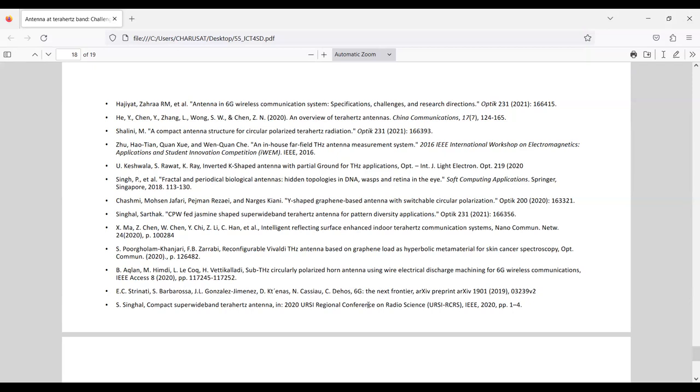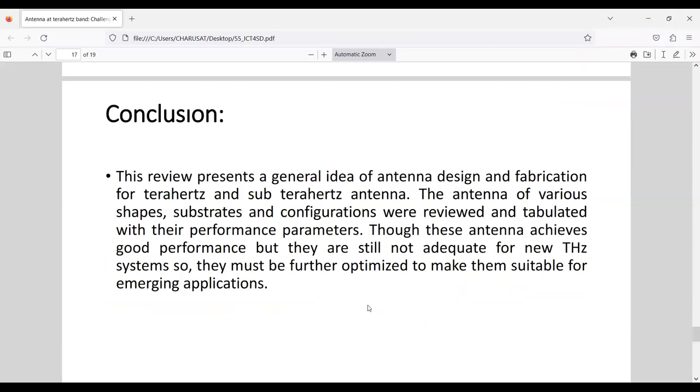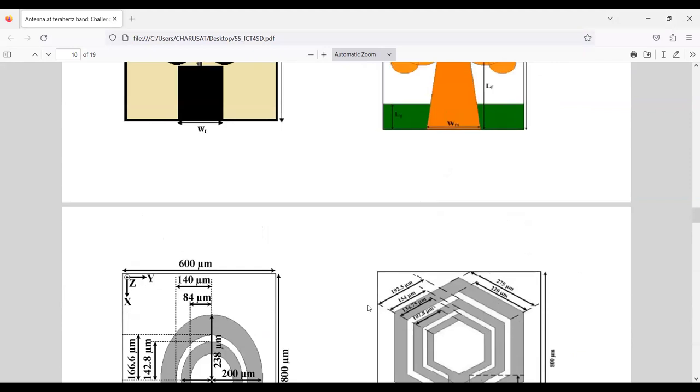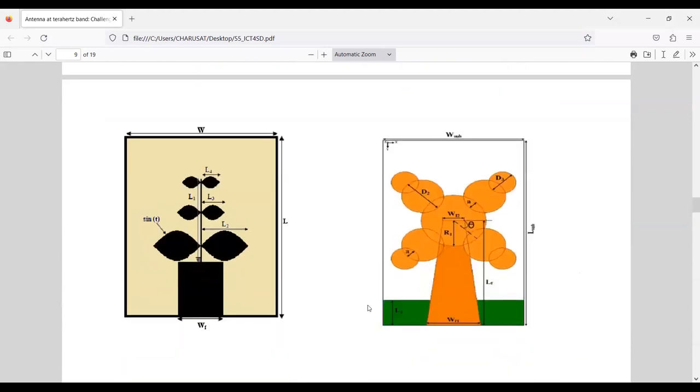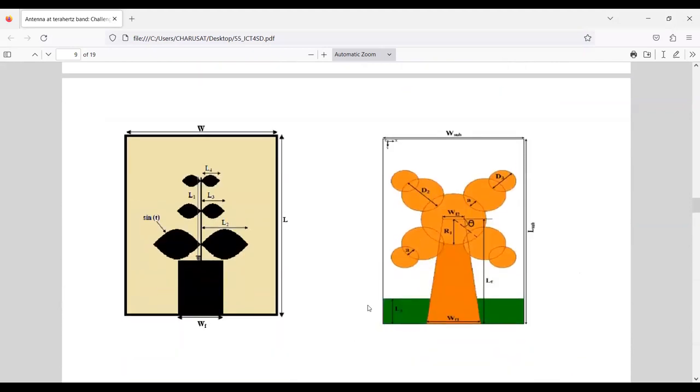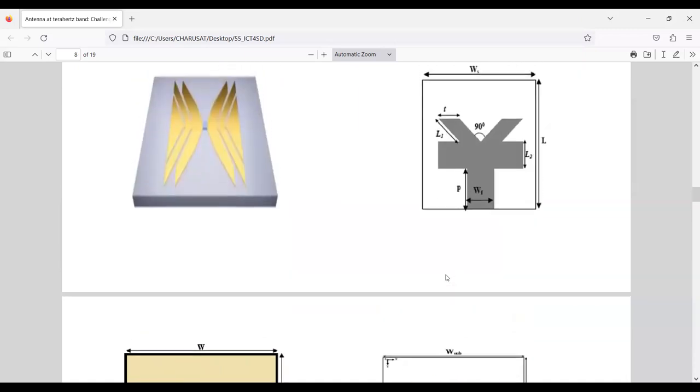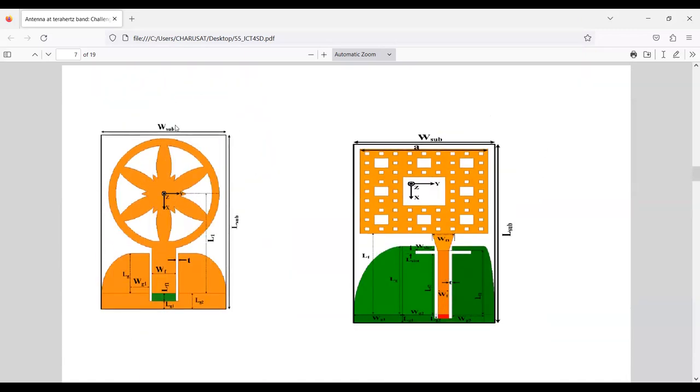Which shape is better according to this terahertz band antenna review? This jasmine shape and windmill shape antenna have good performance. These two shapes will give the best results. Yes, this windmill shape and this jasmine shape antenna have the best results in terms of efficiency and in terms of frequency.